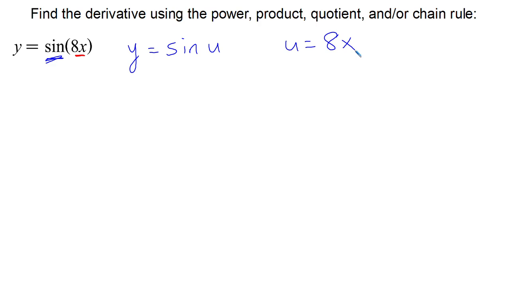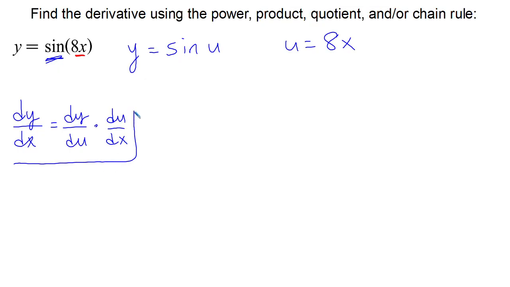And the form that we found for the chain rule was dy dx is equal to dy du times du dx. So this is what we're going to be using for the majority of these. Sometimes we'll use it multiple times. But first we have to find dy du. Well, that'd be the derivative of y with respect to u. So dy du is just the derivative of sine u, which is cosine u.